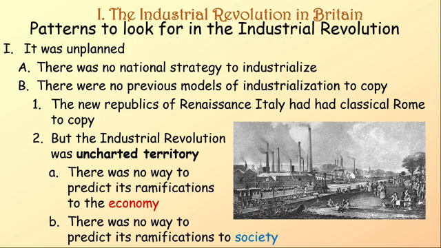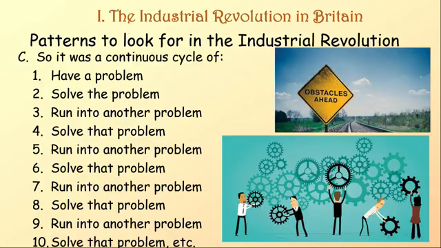So let's begin with patterns to look for in the Industrial Revolution. Number one, it was unplanned. There was no national strategy to industrialize. There were no previous models of industrialization to copy. When you look back at the new republics of the Renaissance, in Renaissance Italy, they had classical Rome and Greece to copy. But the Industrial Revolution was uncharted territory, and there was no way to predict its ramifications to the economy, and no way to predict its ramifications to society. It had literally never happened before.